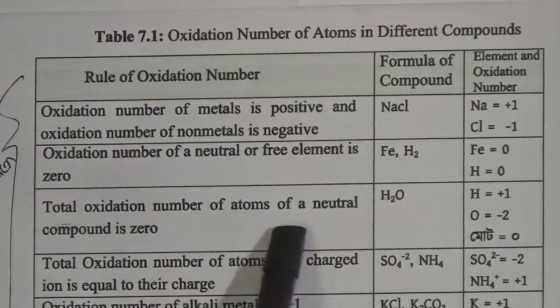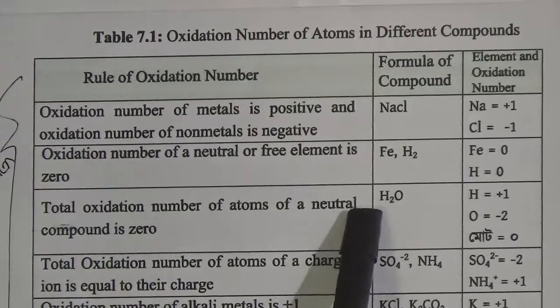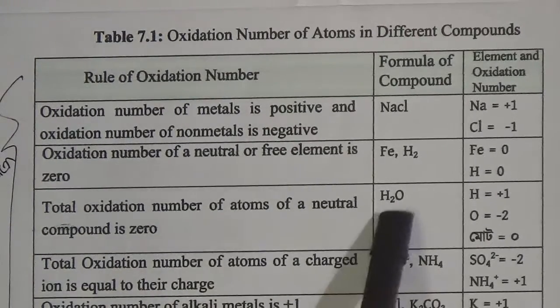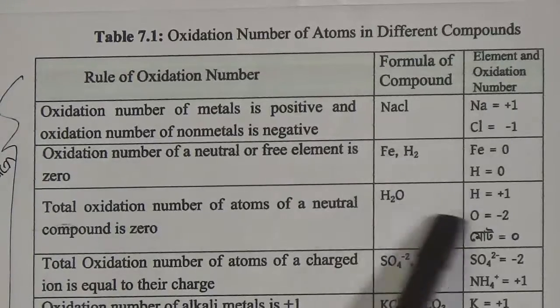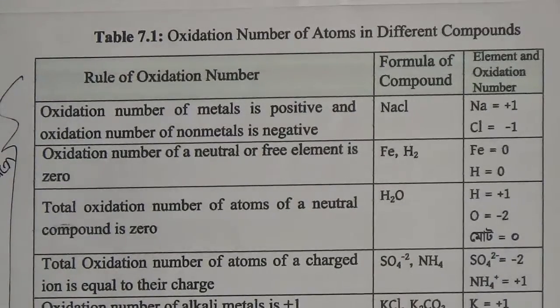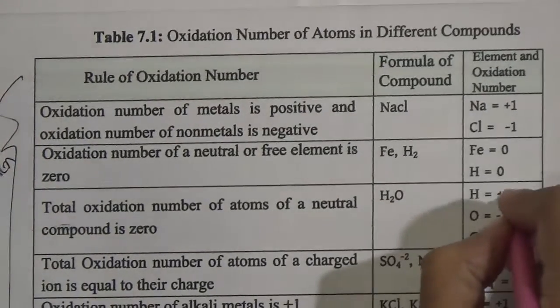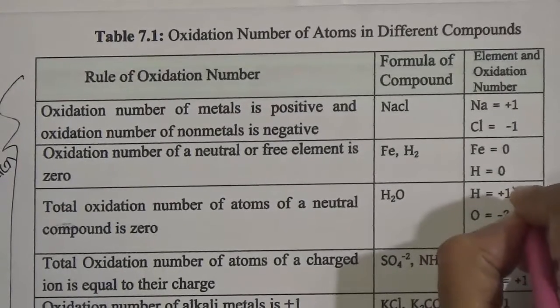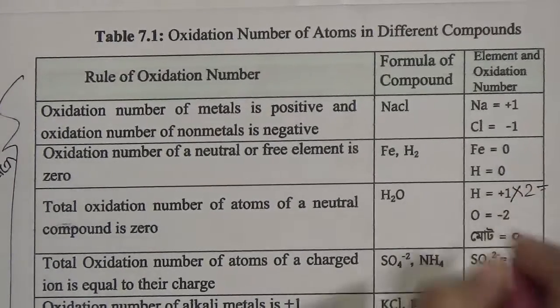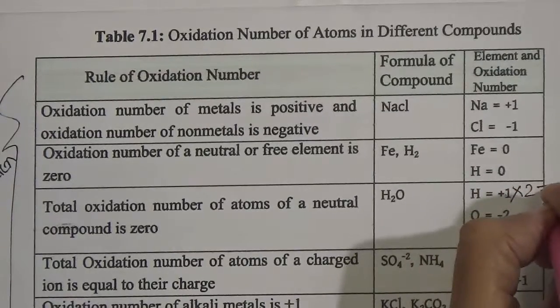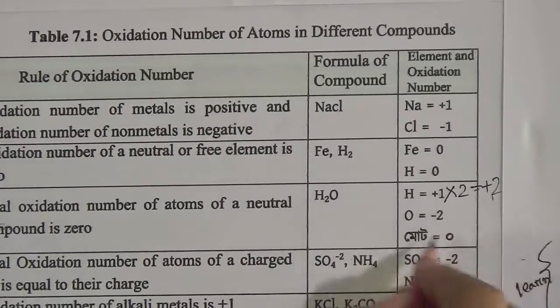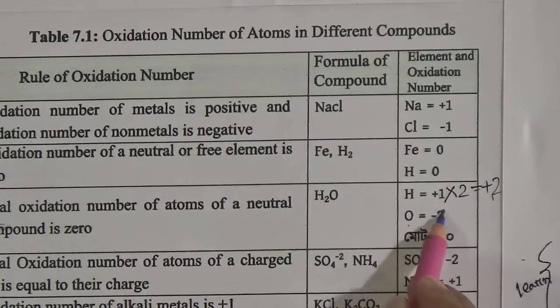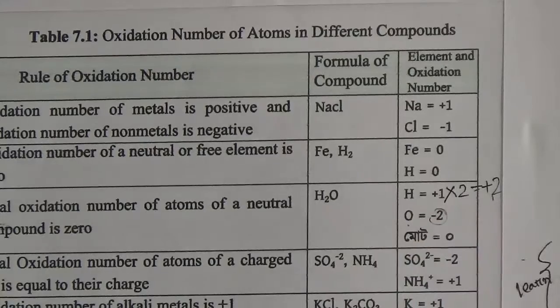The total oxidation number of the atoms of a neutral compound is 0. Like water: we know the hydrogen oxidation number is usually +1, and because there are 2 hydrogens, it will be +1 multiplied by 2, which is +2, and oxygen's oxidation number is usually -2, so +2 -2 will be 0. In your book the information is incomplete here.